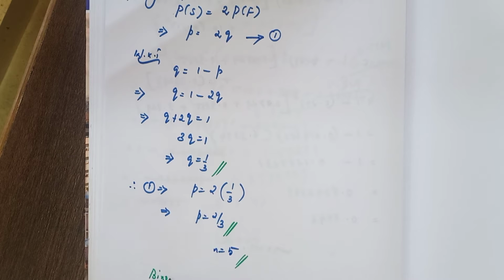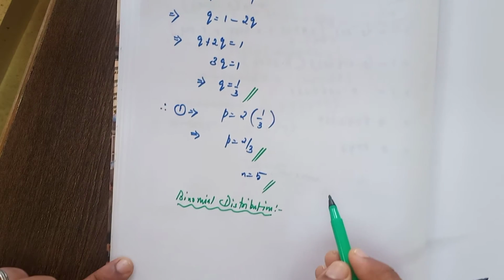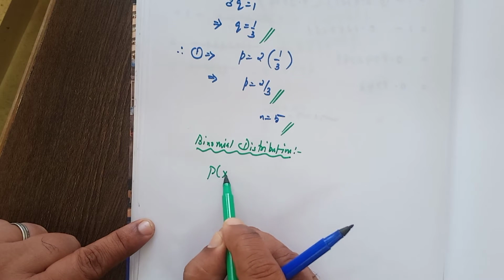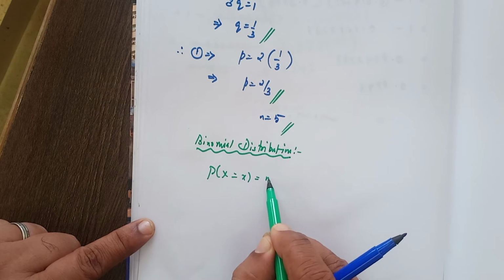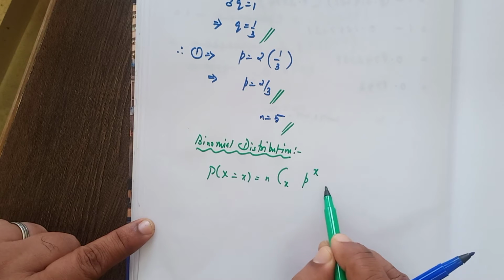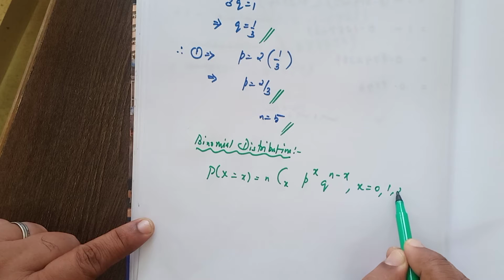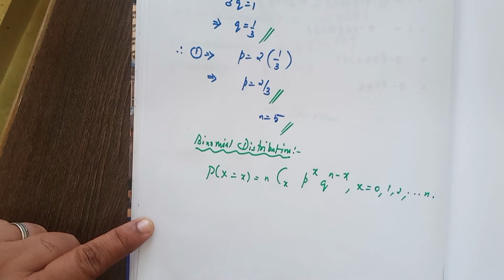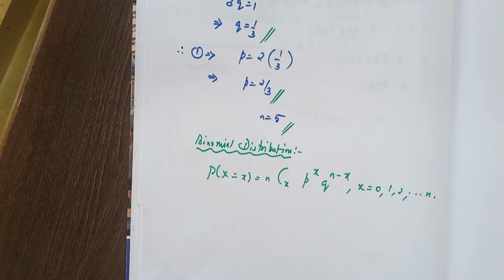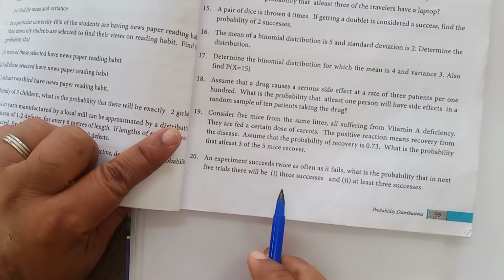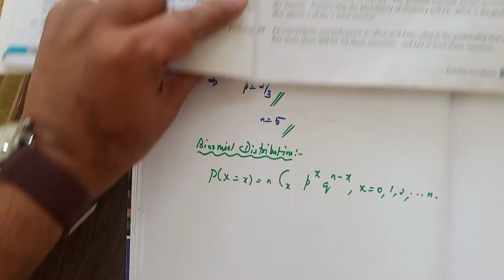Therefore, binomial distribution: probability of X equal to x is equal to nCx into p power x into q power n minus x, and x can take the values 0 to n. Now subdivision number 1, 3 successes, probability of getting 3 successes. Look at that, 3. Next one is at least 3.